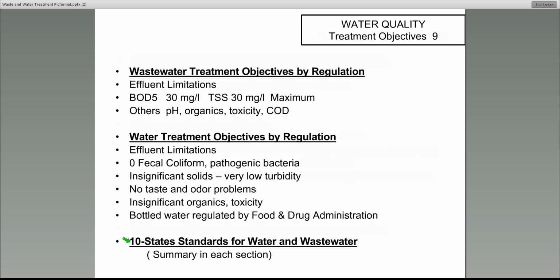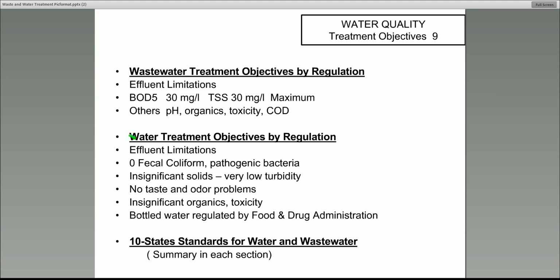So in summary, the wastewater treatment objectives by the Clean Water Act would include effluent limitations of BOD5 of 30 and total suspended solids of 30 maximum. Others that are controlled are pH, organics, toxicity, and chemical oxygen demand.